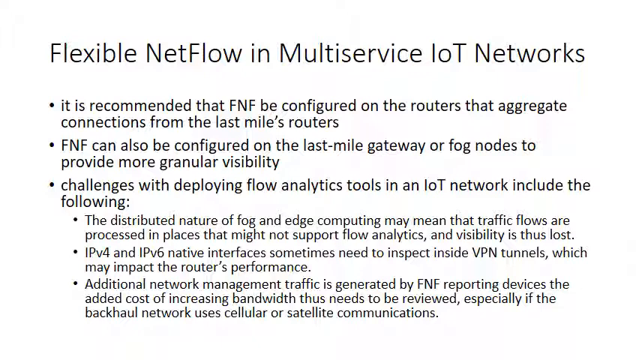So what are the issues and challenges in this? The first one is the combination of IPv4 and IPv6. It's very difficult to manage whenever we have both types of internet protocols. Tunneling may be used, and identifying router performance is very difficult here. And the distributed nature of fog and edge computing may mean that traffic flows are processed in places that might not support flow analytics. At some levels, like fog and edge, they are very resource constrained, so it's very difficult to do the analysis at that particular level.